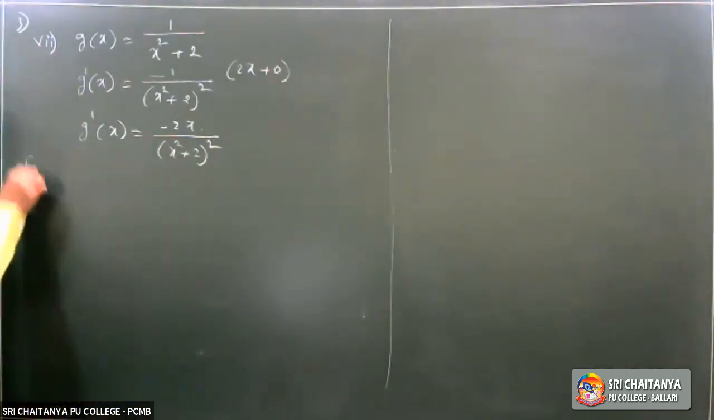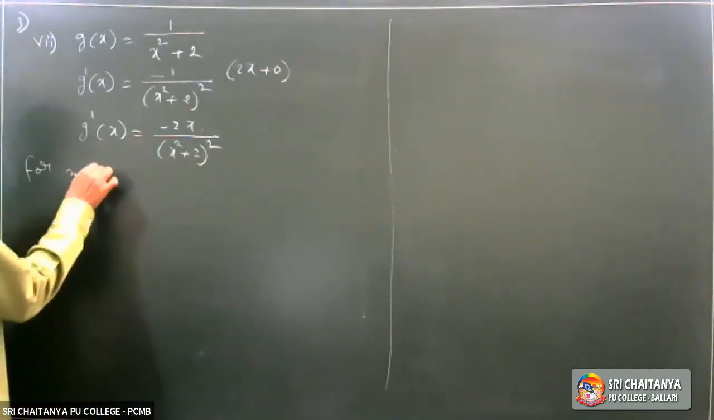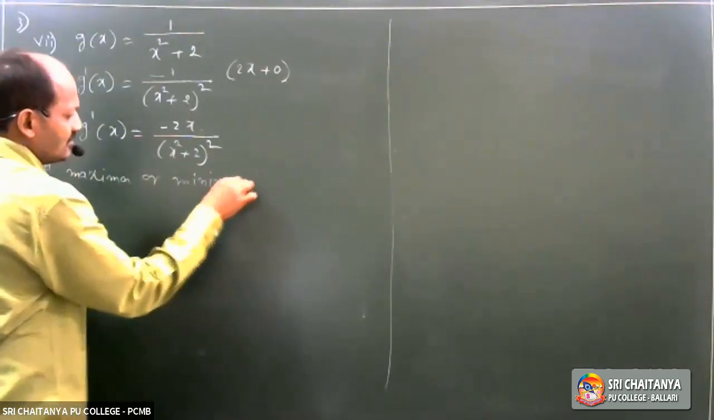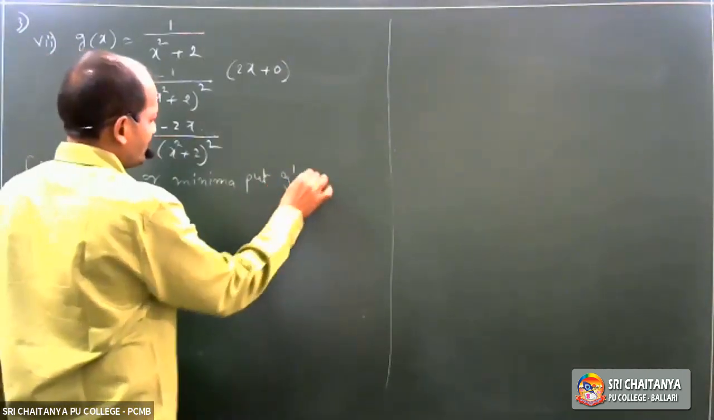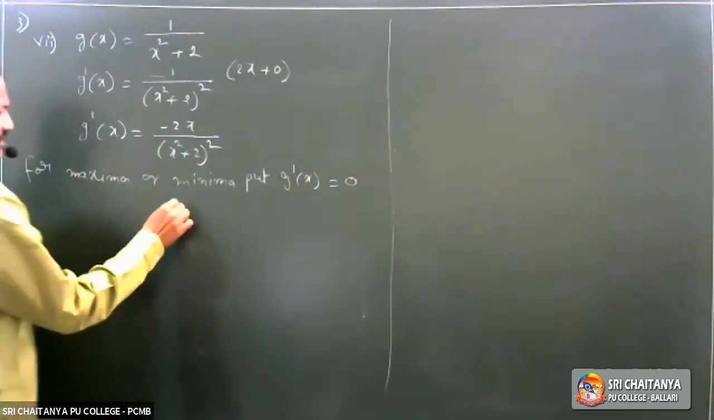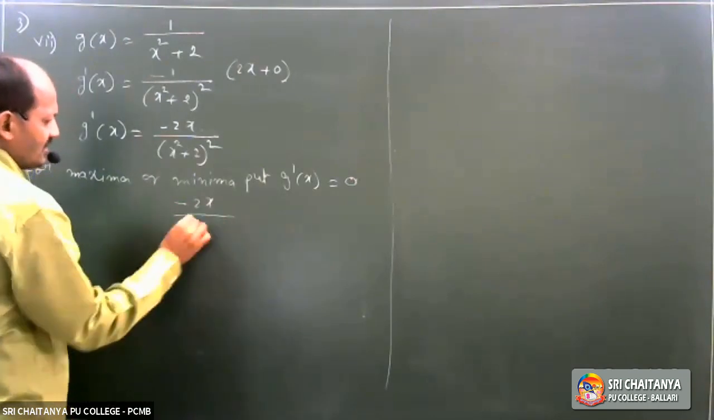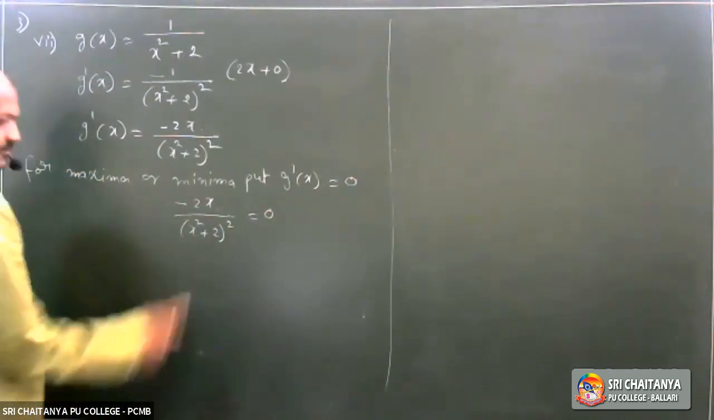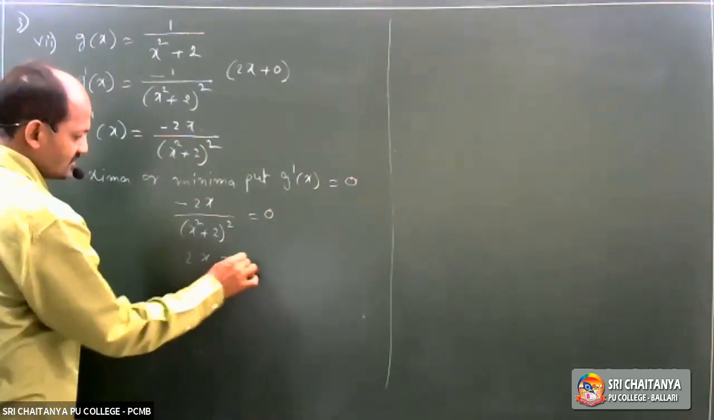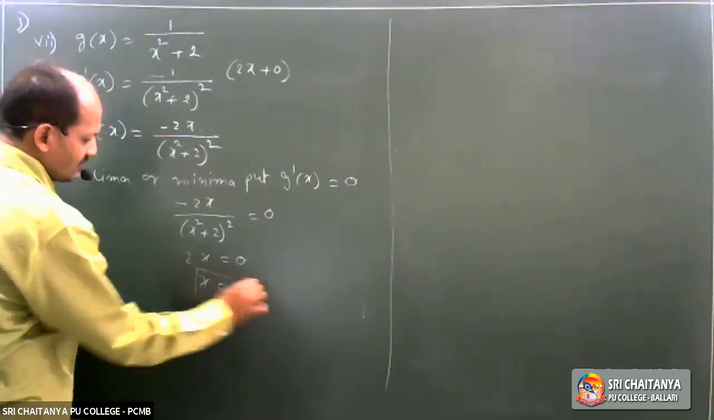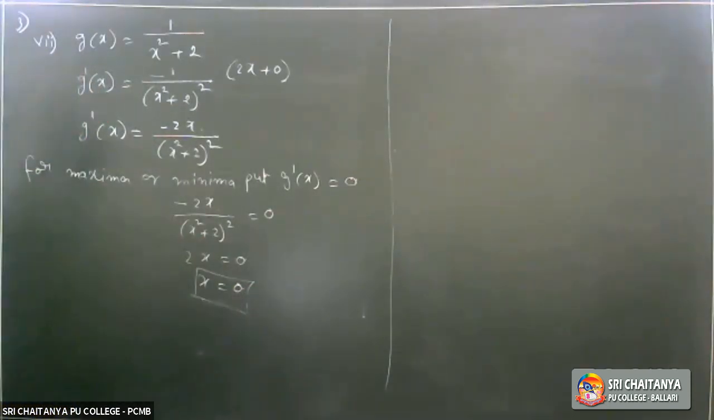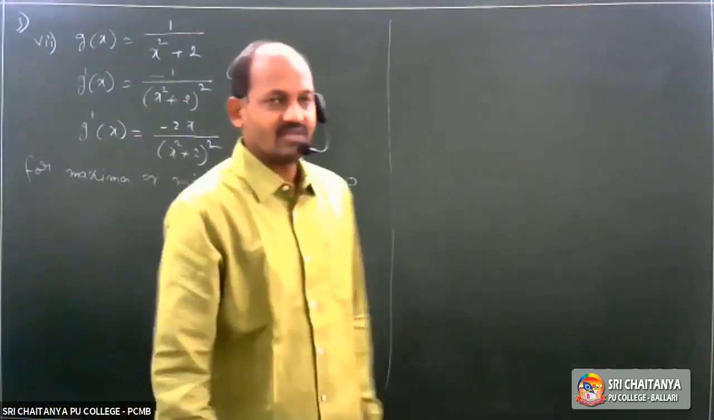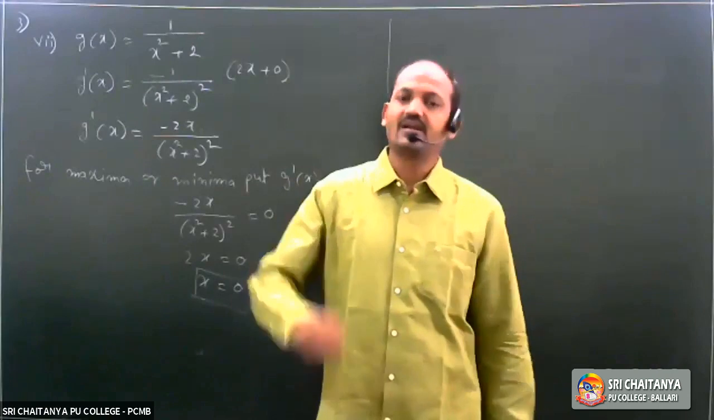Okay? For maximum or minimum, put first derivative equal to 0. So minus 2x divided by (x square plus 2) whole square is equal to 0. By cross multiplication, 2x is equal to 0. Therefore, clearly we get x equal to 0. That x equal to 0 we substitute in the second order derivative. Why? Because maxima or minima depends on the second order derivative.